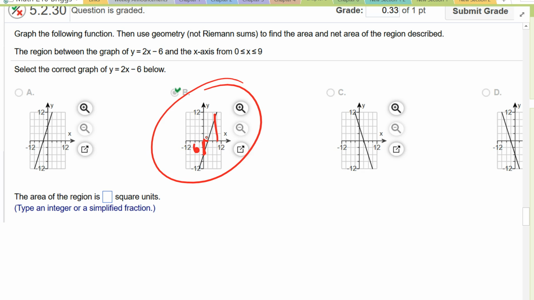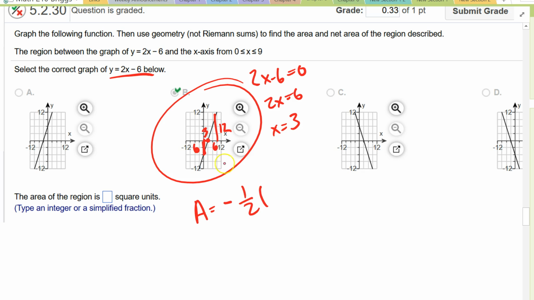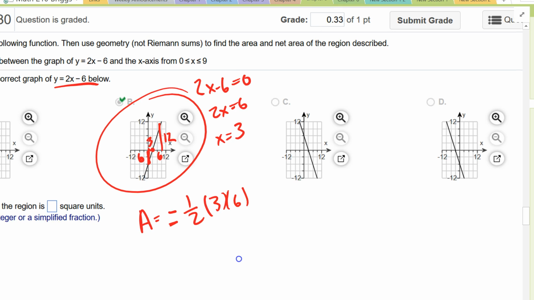When does 2x minus 6 equal 0 for y? So I'm trying to find the point where it crosses the x-axis. So 2x minus 6 equals 0 when 2x equals 6, when x equals 3. So this distance would be 3. And then 3 to 9 gives me the distance of 6. And then if I plug in 9, 2 times 9 minus 6 would give me 12. So for the area, I have to keep in mind it's going to be 1/2 times 3 times 6, but that's going to be negative because it's below the x-axis, right?